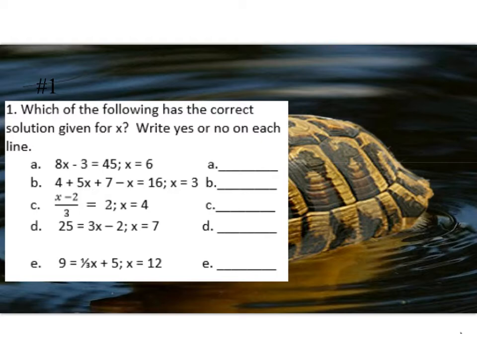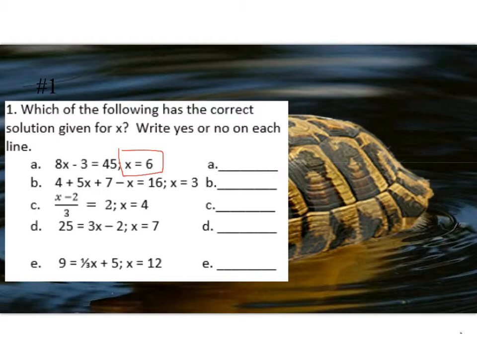Okay, so there's lots of ways to do this one. It says, which of the following has the correct solution for x? Write yes or no on each. Now, you could solve all those problems and just see if whatever solution you get matches the solution that they tell you. But I think it might be easier if we just plug in these numbers into the equation and see if they work.